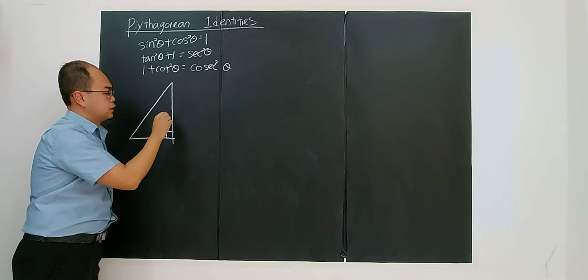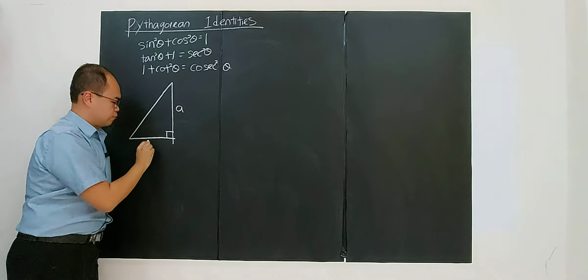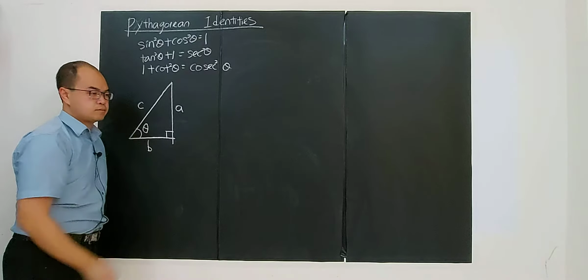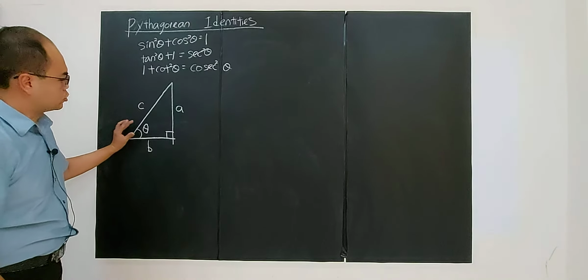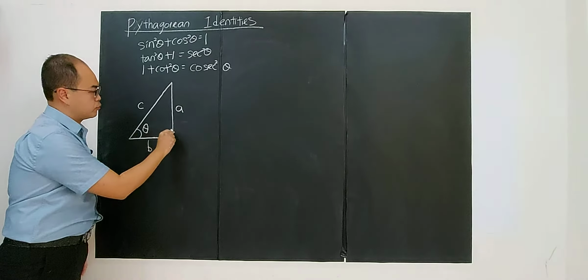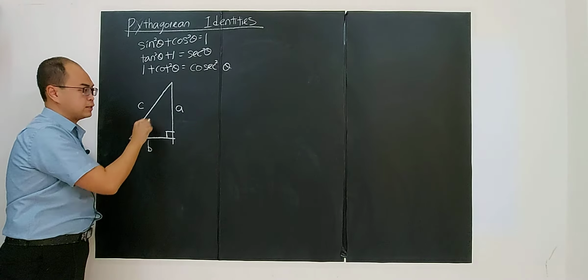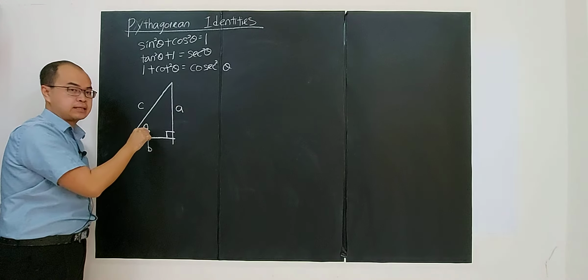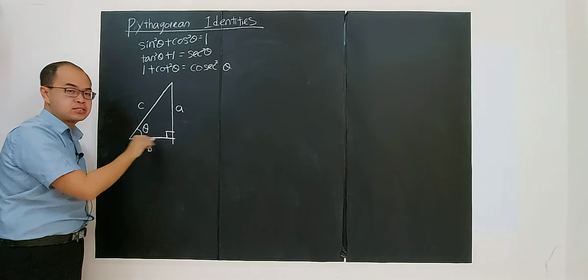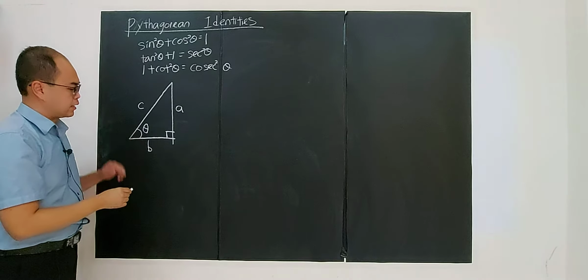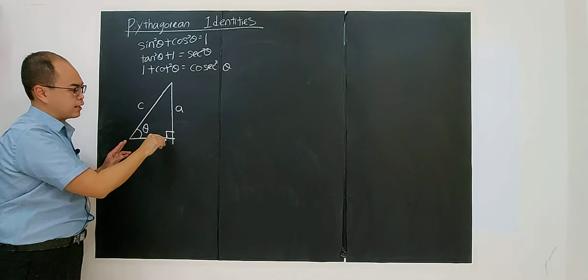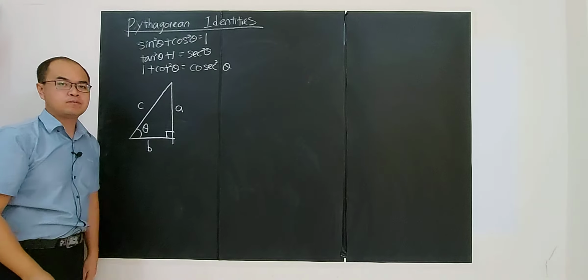So for example, you have A, B, C, and this is your angle theta, an acute angle. This is a right angle triangle, in which the side opposite to theta is the opposite side, and the side next to this angle is the adjacent side. The side opposite to the right angle is the longest side, which is the hypotenuse.